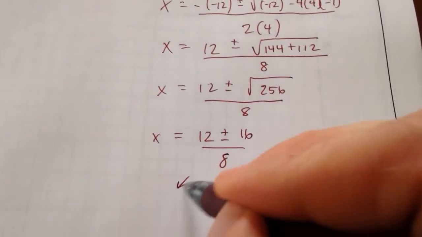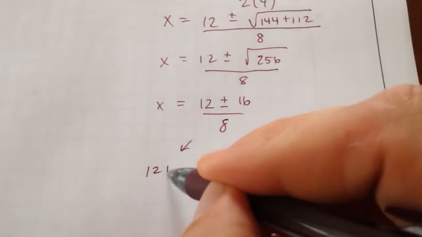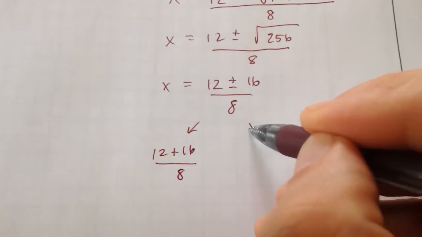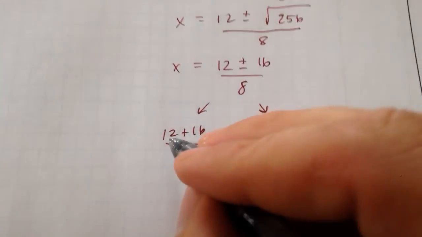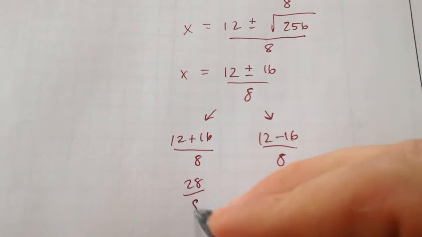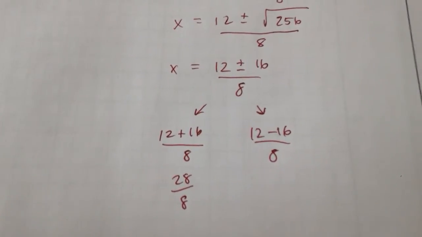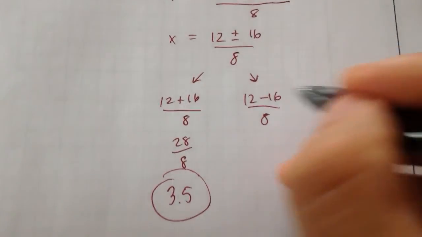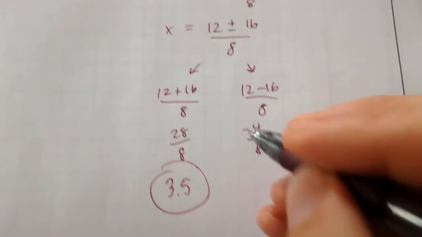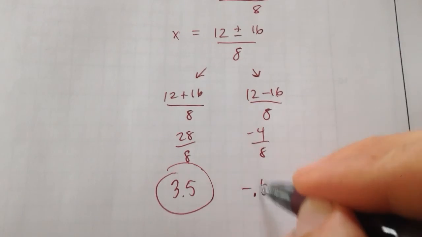Now what this means is I have two answers. I have 12 plus 16 over 8, and I have 12 minus 16 over 8. So in your calculator, if you do 12 plus 16, you get 28, and then 28 divided by 8 is going to be 3.5. This is one of your answers. 12 minus 16 is -4. -4 divided by 8 is -0.5.